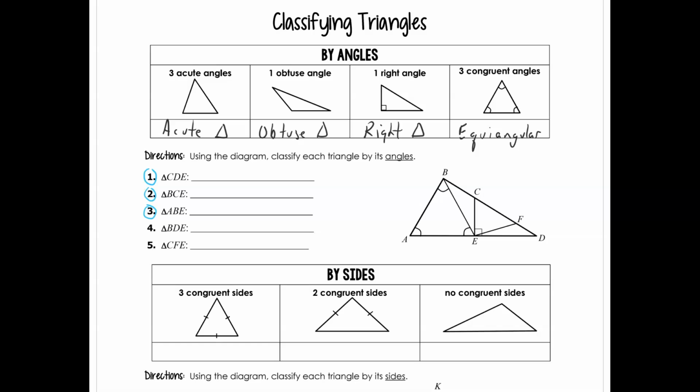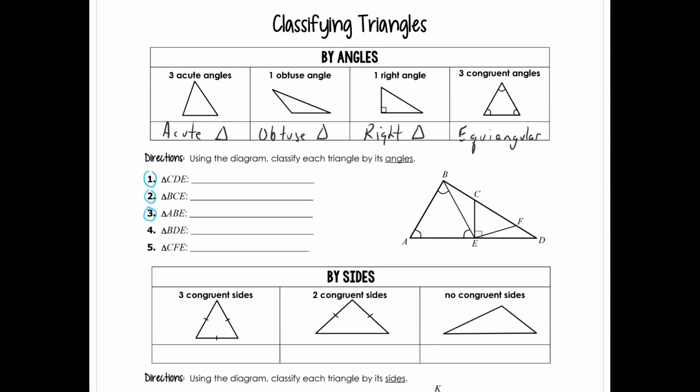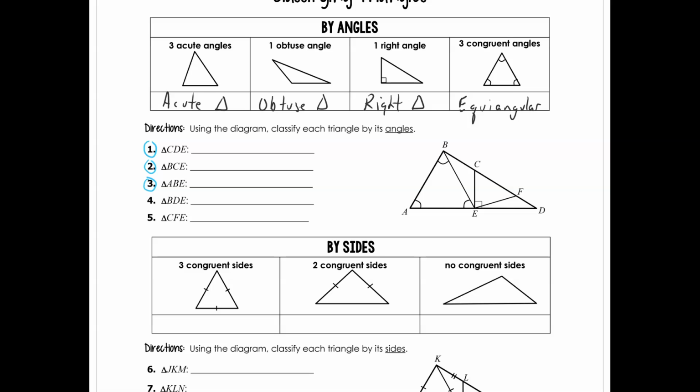Now, equiangular is a subset of acute triangles, but it's more information. So if you do happen to run across an equiangular triangle and you're asked to classify by angles, it's better to call it equiangular than just to call it acute, because that's giving more information. Okay, so let's just look at a couple of examples of a triangle.